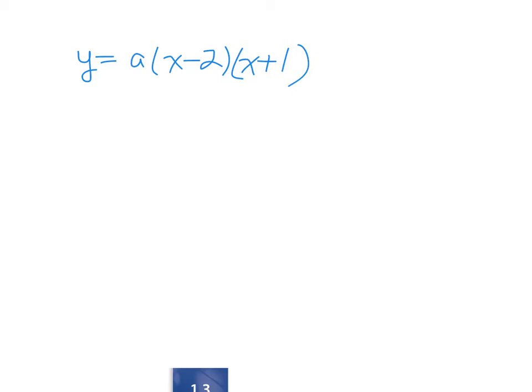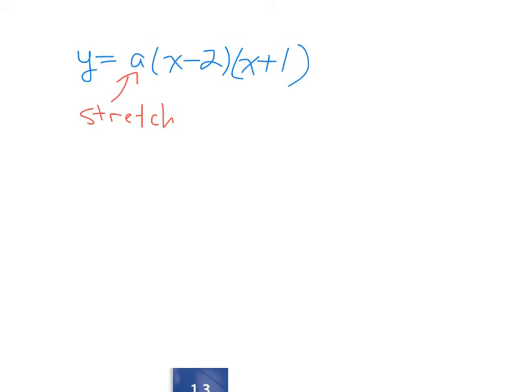I can utilize this factored form of a quadratic in order to graph it, in order to create a decent sketch. For instance, this a value here tells me the stretch. It also tells me whether this has been reflected in the x-axis, whether it's opening upward or downward.